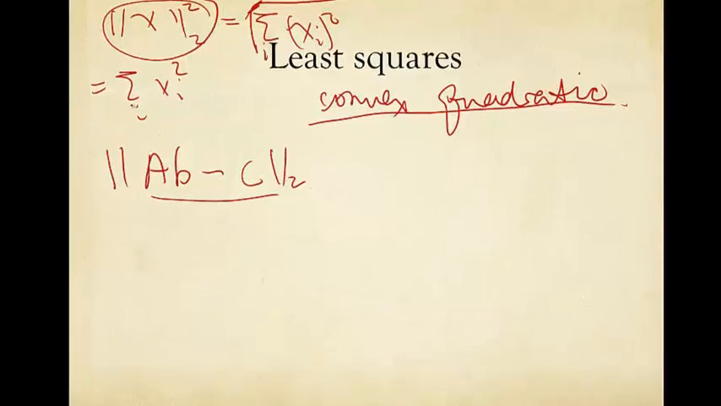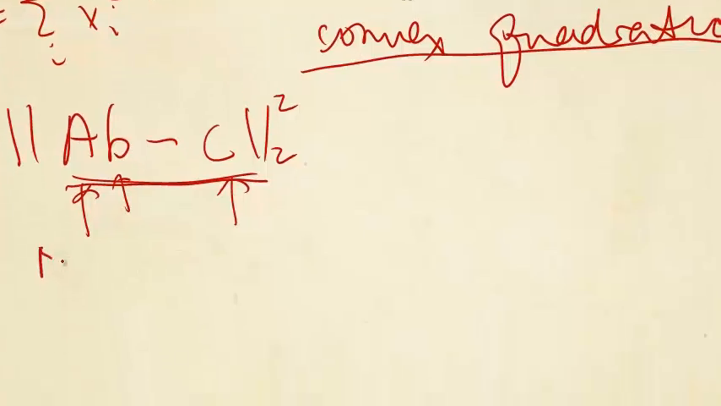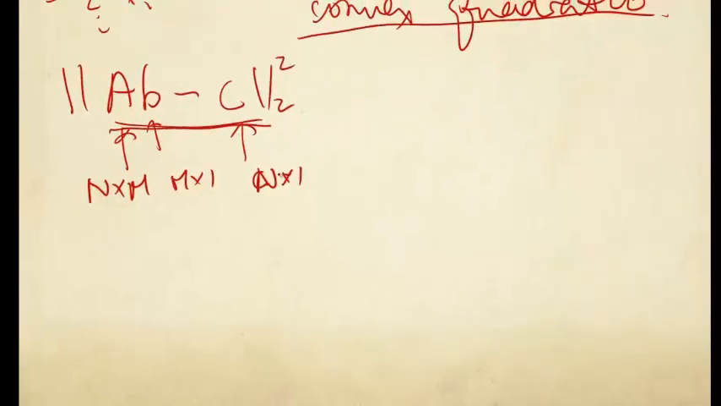In least squares, we would like to minimize the L2 norm squared, the length of the vector AB minus C, where B is our variable. A is a known matrix, C is a known vector. Say if A is n by m, then B is m by 1, a column vector, and C is n by 1, another column vector.